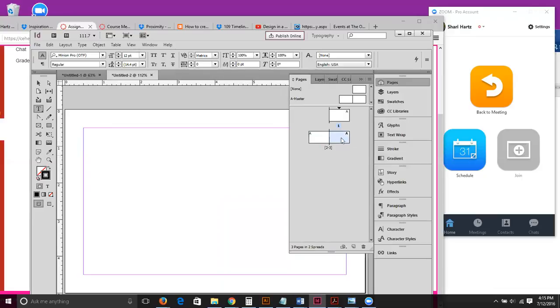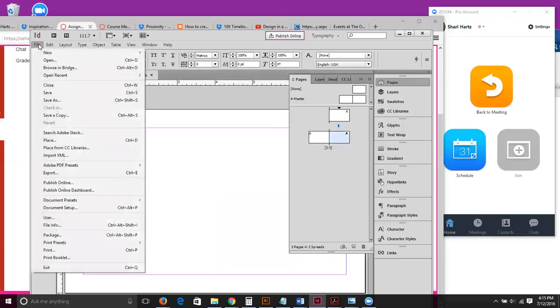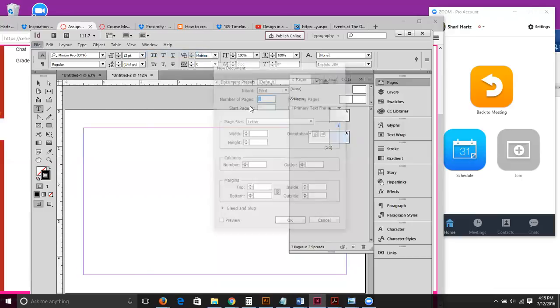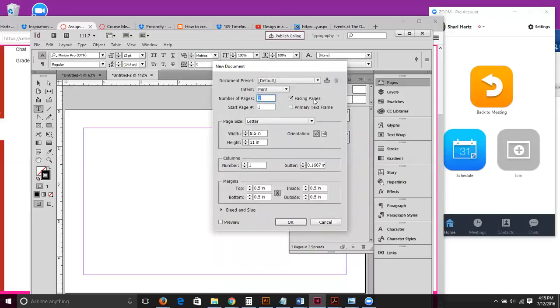All right, well, if you want to separate it, if you save it out, it'll save it as 2 individual pages anyway. Or you can do it like this: go to New Document, and right here where it says Facing Pages, unselect it. Then you can save 3 pages from here if you want to, and I'll just do it that way.